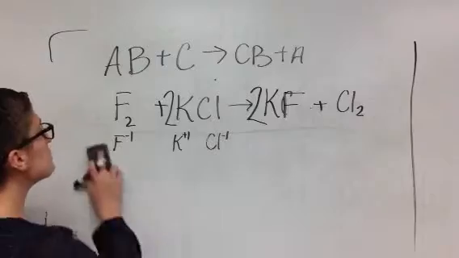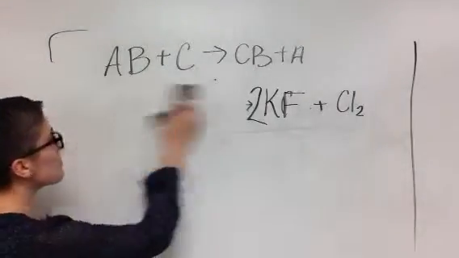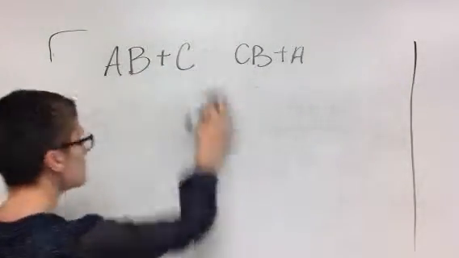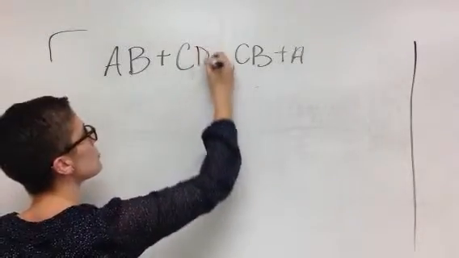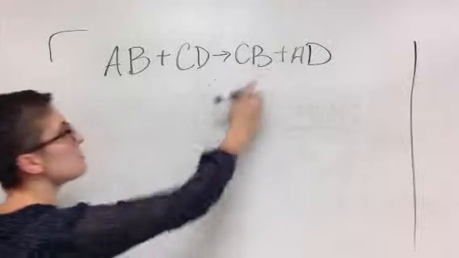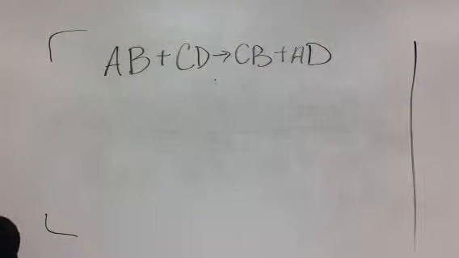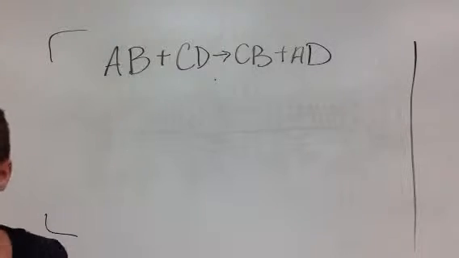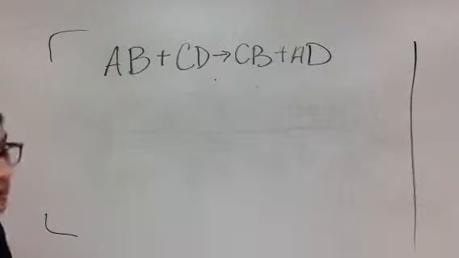Now there's only a slight difference when it comes to the double displacement. Think of this as 2 couples that are switching partners. So it would be AB plus CD yields CB plus AD. Again, it's going to be really important to look at those charges when you're doing these reactions. So let's do an example.